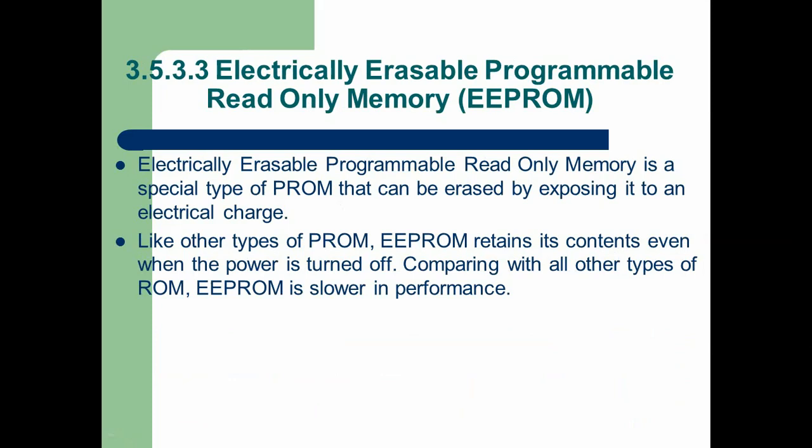So here, for erasing the data inside the ROM, we use electricity. This is the difference between EPROM and EEPROM. In EPROM, we use UV lights, that is ultraviolet rays, to erase the data inside the EPROM. In EEPROM, electrically erasable programmable read-only memory, if you want to erase the data, then we can use electrical charges, electricity. So this is the difference between EPROM and EEPROM. Like other types of PROM, EEPROM retains its content even when the power is turned off.